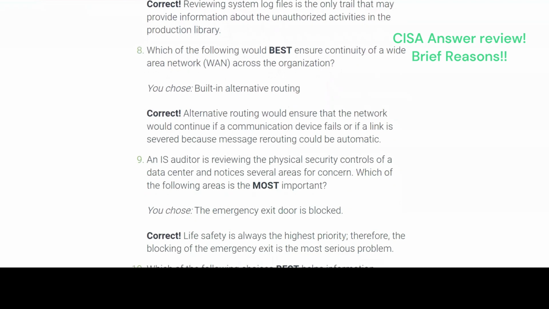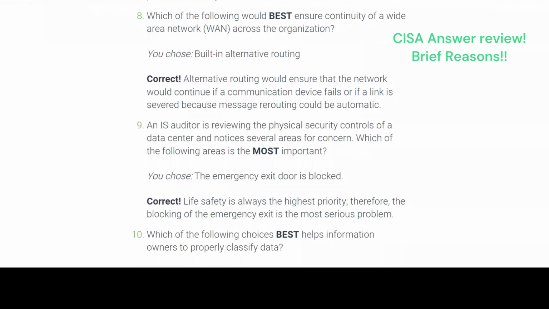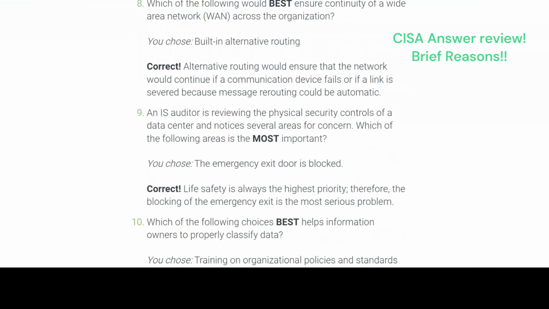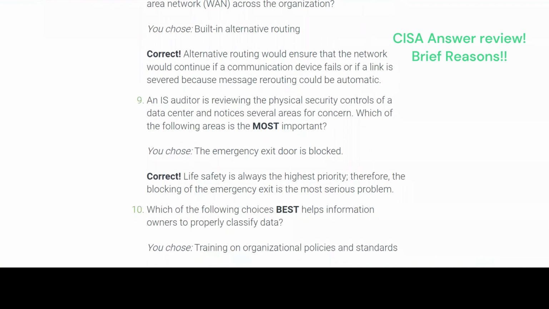Eighth one, about the WAN, we chose built-in alternative routing. That's the right one, because alternative routing would ensure that the network would continue if the communication device fails or the link is severed, because the message rerouting could be automatic. An IS auditor is reviewing the physical environment, and an emergency exit door is blocked.